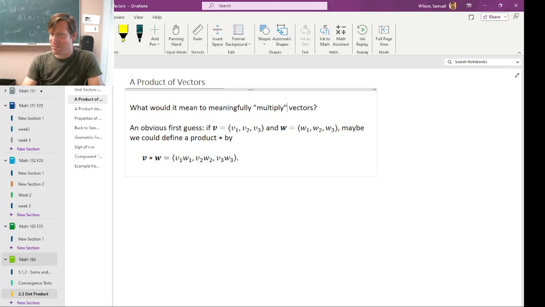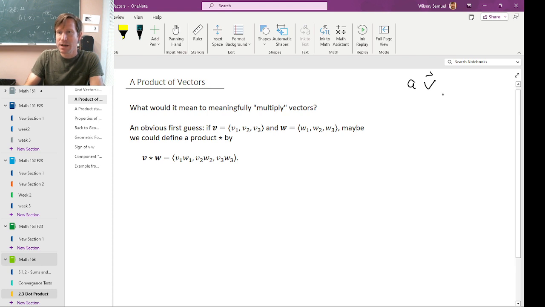So we've seen that we can add vectors, and we've seen that we have this way of multiplying a vector with a scalar, right? We called that the scalar product. We wrote it like this. So that kind of prompts the question, is there a sensible way to multiply vectors?